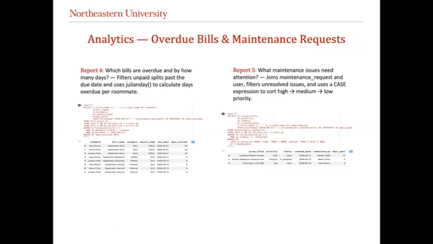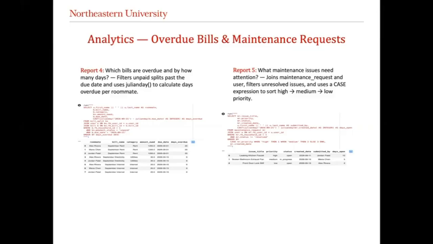Continuing the analytics part, report four surfaces overdue bills by filtering unpaid bill splits where the due date has already passed, and uses the Julian day function to calculate exactly how many days overdue each one is. You can see rent was 20 days overdue. Also, electricity and internet were 6 days overdue as of our reference date.